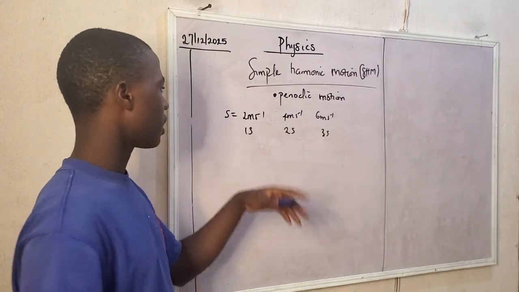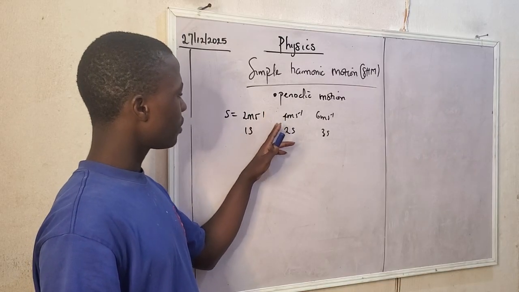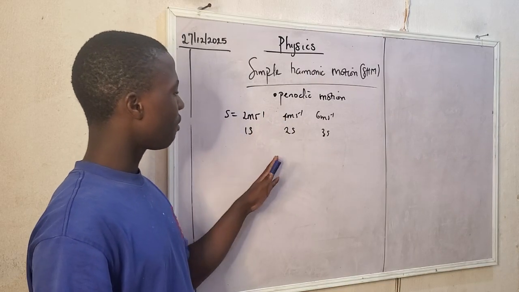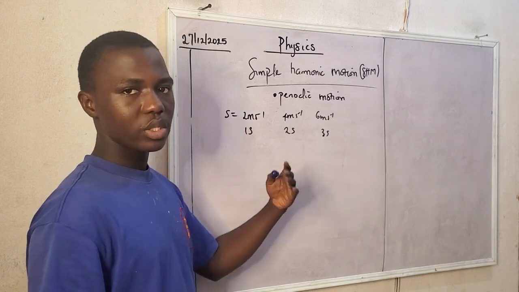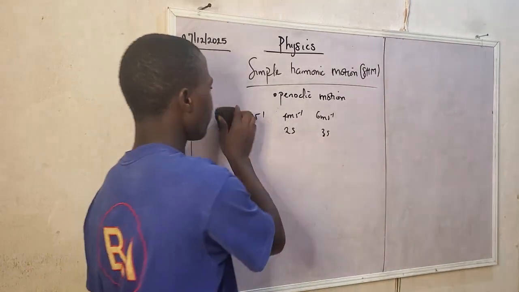Now you see what happens here. The speed goes up by 2 meters per second, while for the time we have 1 second separating each of them. That's what we mean by a periodic motion.